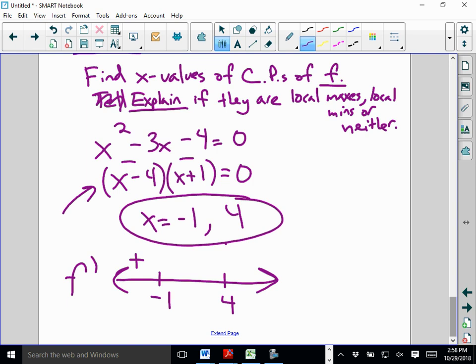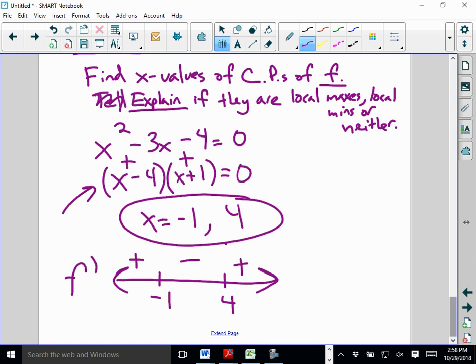Now choose a number between -1 and 4. I'll choose 0. 0 minus 4 is still negative. 0 plus 1 is now positive. And what do I get when I do a negative times a positive? I get a negative. And now I want to choose a number greater than 4. I'll use 10. 10 minus 4 is now positive. 10 plus 1 is still positive. A positive times a positive is a positive.